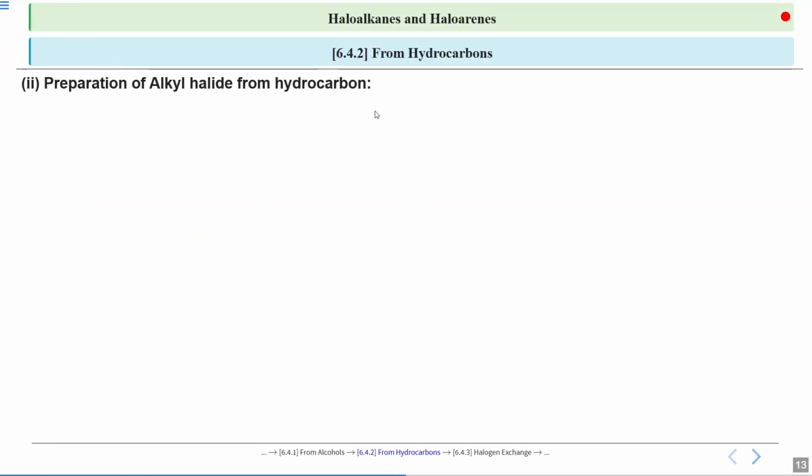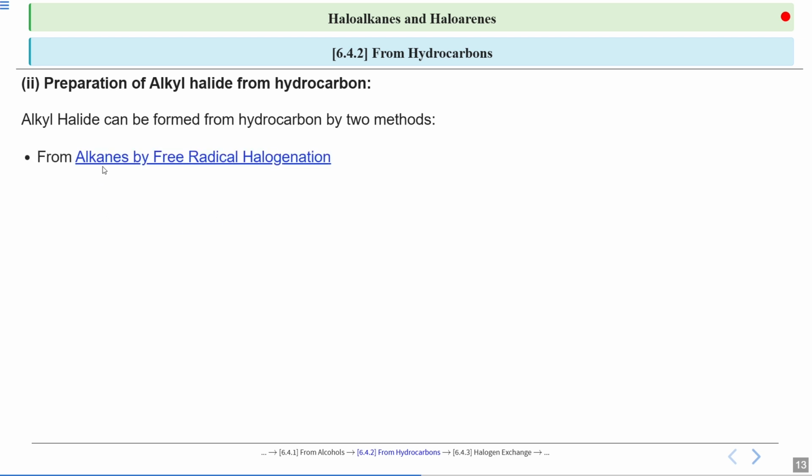Now let's move to our next topic, that is 6.4.2, from the hydrocarbon. So how can you prepare the haloalkanes from hydrocarbons? Preparation of alkyl halides from hydrocarbon: alkyl halide can be formed from hydrocarbon. It includes two methods. The first one is from the alkanes by free radical halogenation method, and the second is from the alkenes. Okay, so hydrocarbons means alkanes and alkenes.